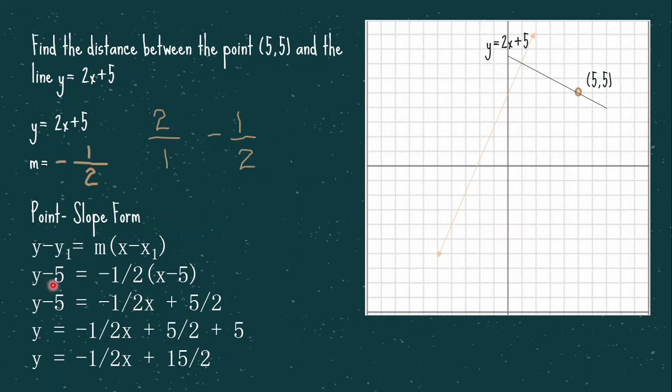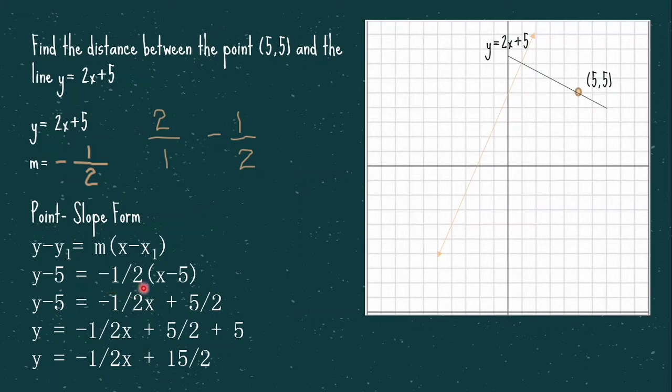So we start plugging the values. We have y minus y sub 1. Our y sub 1 right here is 5, so we put 5 right here. Equals m, our slope, and we need to plug -1/2 multiplied by the quantity of x minus 5, since our x sub 1 is 5. Then perform the indicated operations.